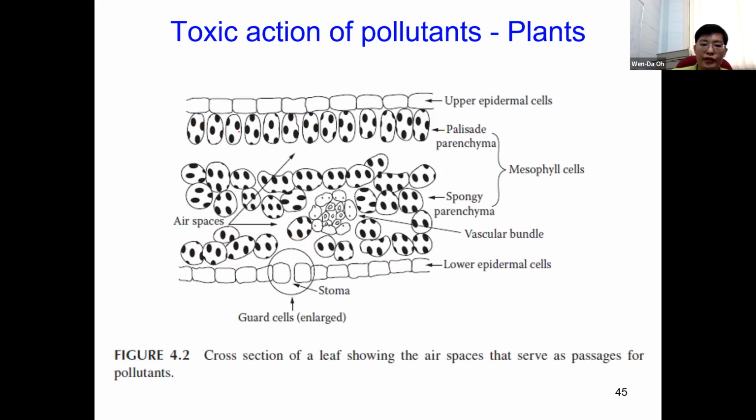Just to show you the cross section of the leaf, right? When you have a leaf, you have something called a stoma, which is the opening. This opening itself allows pollutant to move inside, and then there's an air space between different cells. This air space is generally where the pollutant can move. It's very mobile, it can move around, and then it can affect all the different cells.